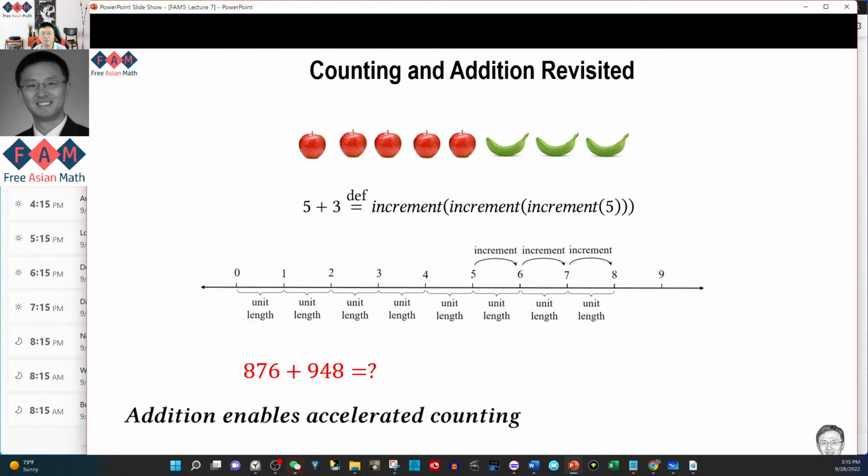Why? And how? Well, that's because we have the equally brilliant vertical addition algorithm. Everybody knows how to do this, right? You learned this maybe in grade 2 or 3. You line them up vertically, 876, 948. You first do the unit place addition. 6 plus 8, you have a carry.